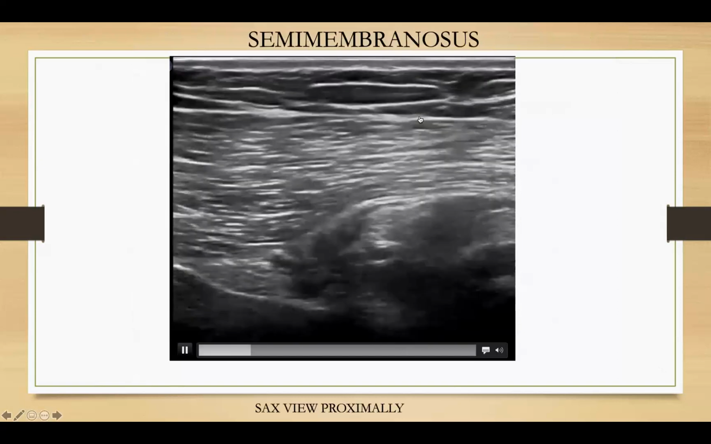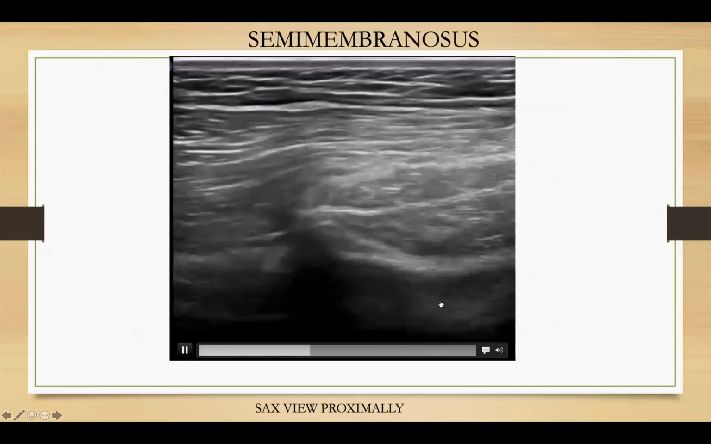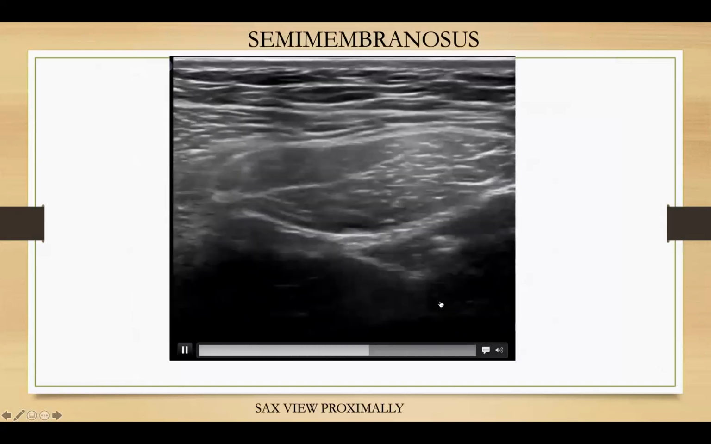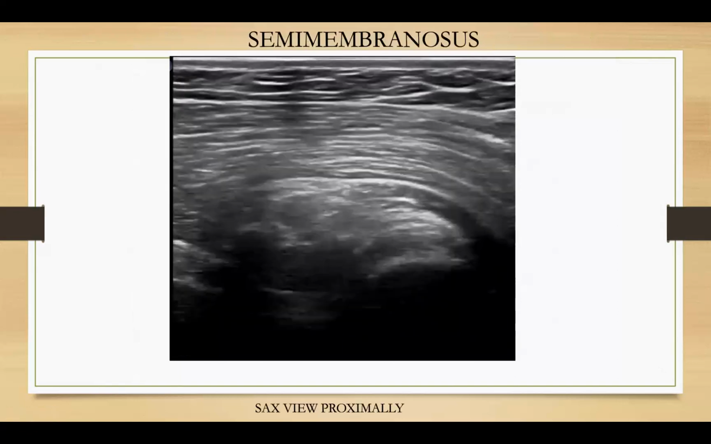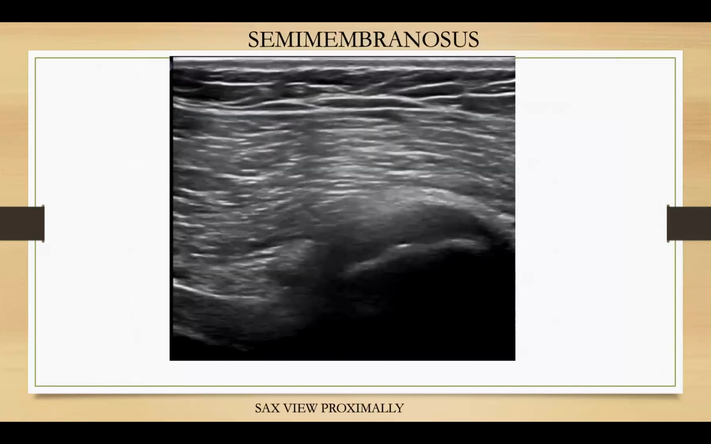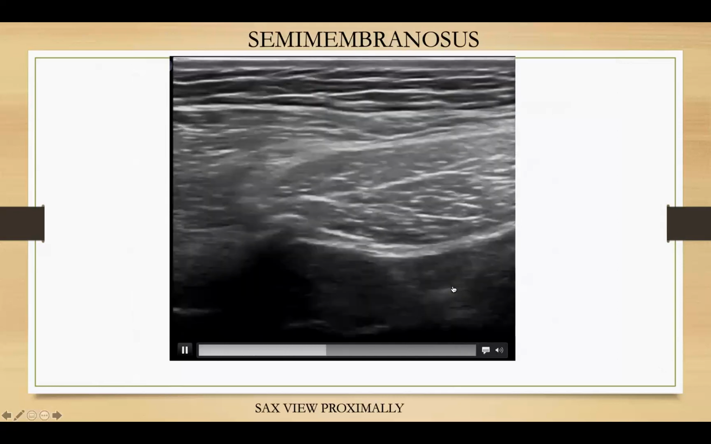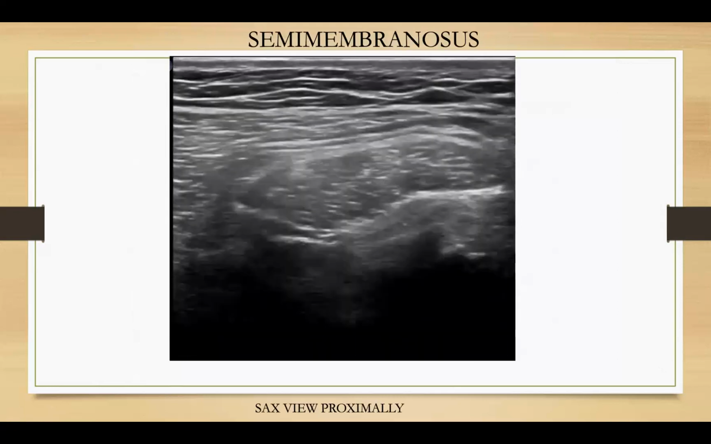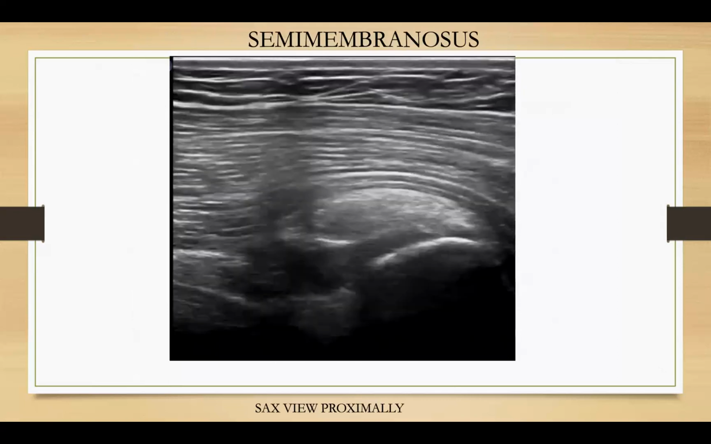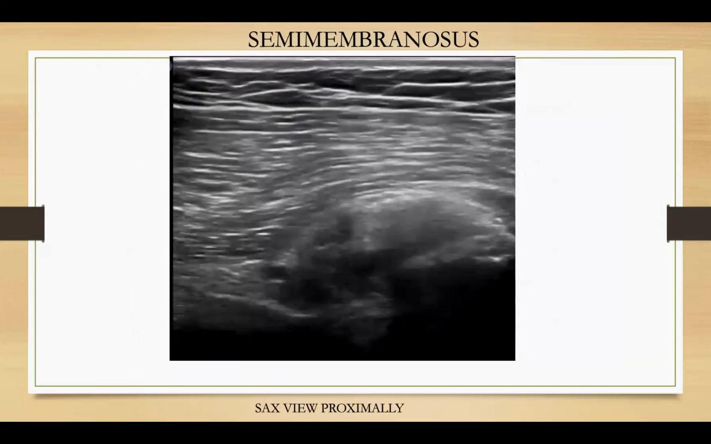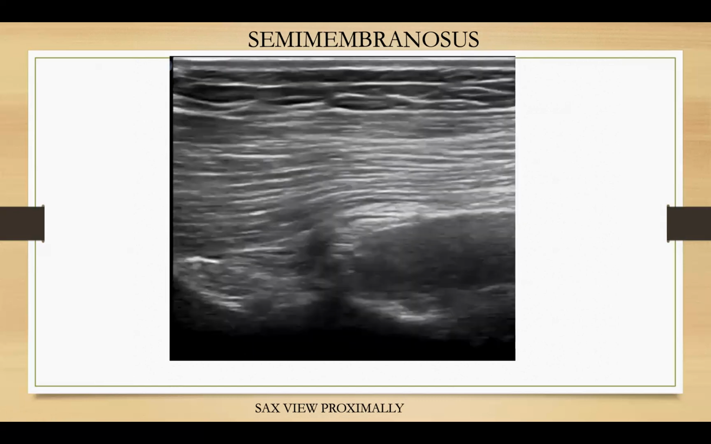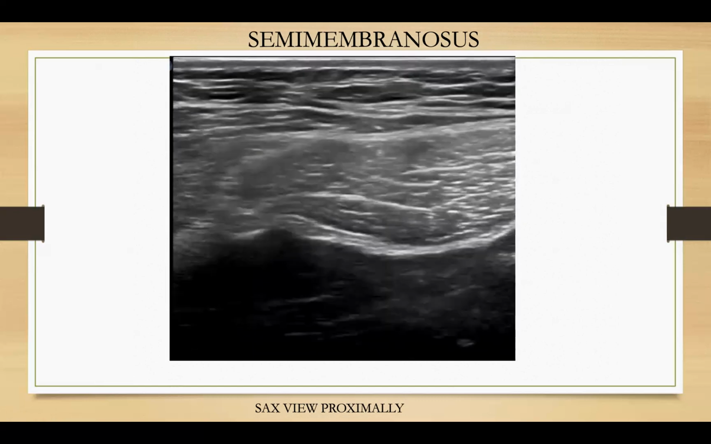Here is the semimembranosus tendon origin. Again, it's a crescent-shaped origin, anterior and relatively lateral to the conjoint tendon. It is challenging to look at this area, especially proximally, because it is so lateral. It's sometimes hard to get the transducer heel-toed in enough to get a good look at the proximal aspect of this tendon.